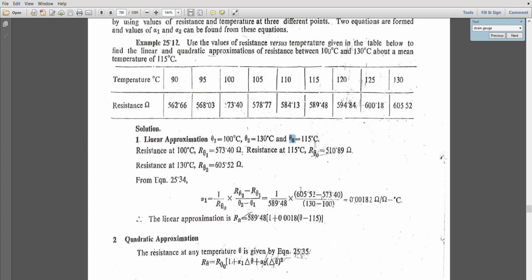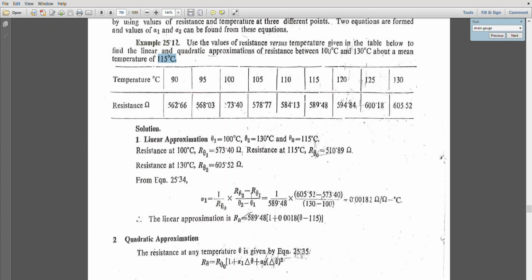You then substitute these values to find your alpha 1. Alpha 1 is the temperature coefficient, right? So you know theta 2 minus theta 1, which is the max temperature minus the mean temperature, is not your theta 1 here, because here they have asked to find the approximation between two temperatures and the mean temperature is 115, right? Actually the max and the mean are different, so you should be very careful. Initially when you do that, people usually take min and max based on their experience in the previous unit. Please don't make that mistake.